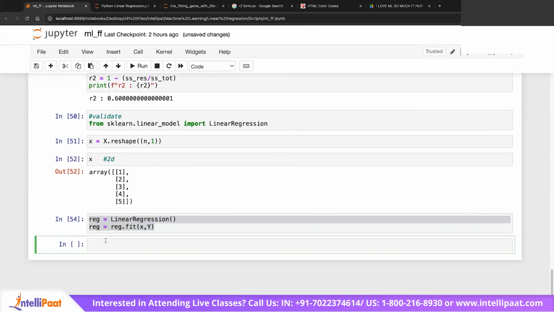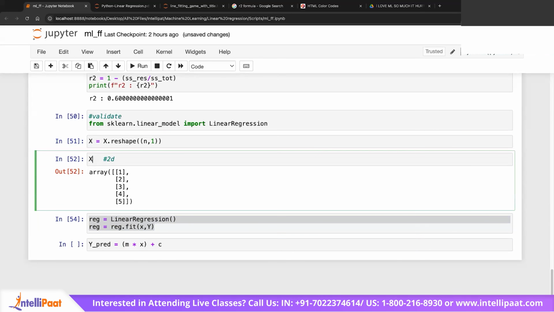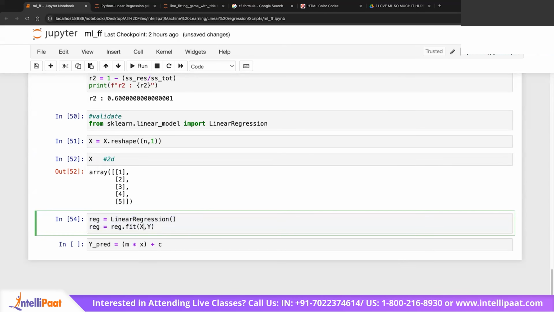Your y underscore pred value, the predicted value that I want to calculate, is going to be m into x plus c. You know what, let's take it in X format only because I'm taking it separately, so there is no confusion here. Okay. Mx plus c.